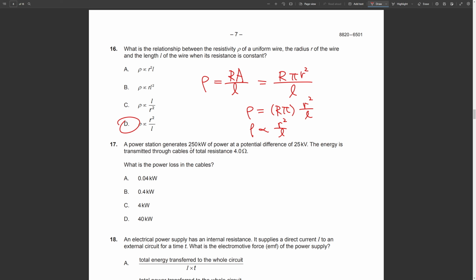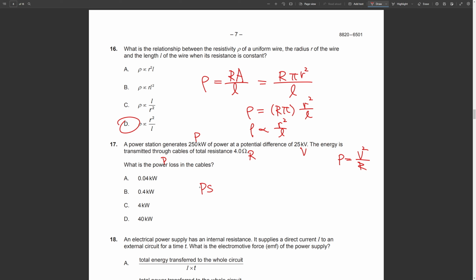Let's label all the given numbers. We have a power here, voltage here, and we have resistance here. The question is power loss. I know that it's very tempting to start with V squared over R, but stop here, because you must understand which P, V, and R they are referring to. Let's draw the diagram to show their relationship.